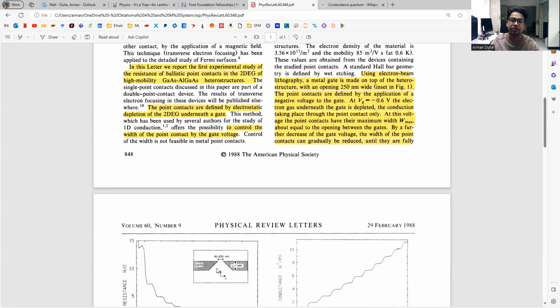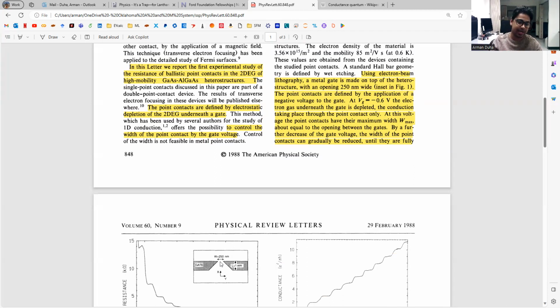So this is the figure that they're describing. Normally, when there is no gate voltage, this width is filled with electron gas. But when you have a non-zero gate voltage, what this gate voltage does is that it depletes the electron gas, and thereby making the metal contact point available for conductance to go through.